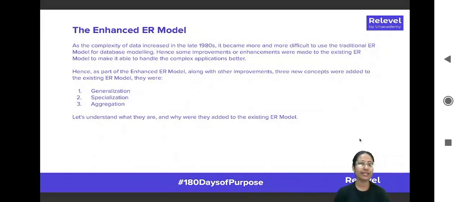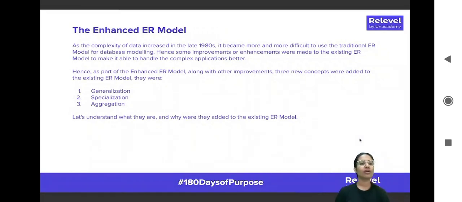Now, as the complexity of data increased in the late 1980s, it became more and more difficult to use the traditional ER model for database modeling. The traditional ER model is what we studied just now. The relationships between the data became more complex with time, and as a result it became very difficult to use the same ER model. Hence, instead of just discarding the ER model, we introduced some improvements or enhancements to the existing ER model to make it handle complex applications better.